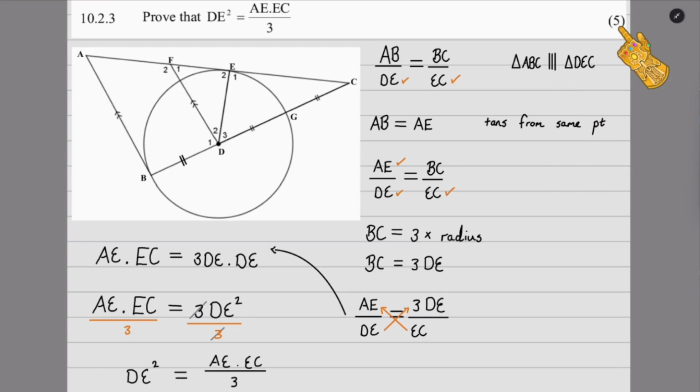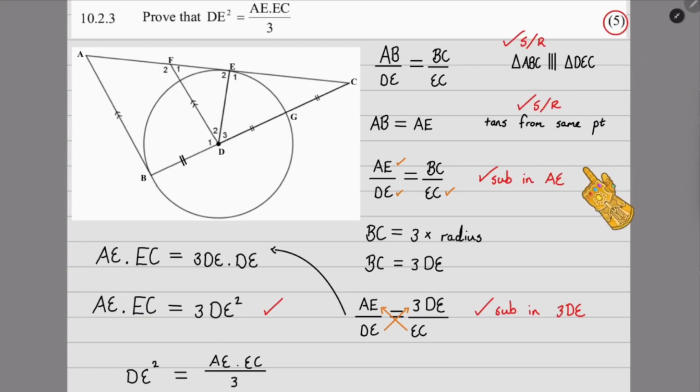Okay, let's have a look where the 5 marks come from. The first mark comes from the statement and reason associated with the corresponding sides in proportion of the similar triangles. The second mark comes from tangents from the same point. You get marks for your statement and reason over there.